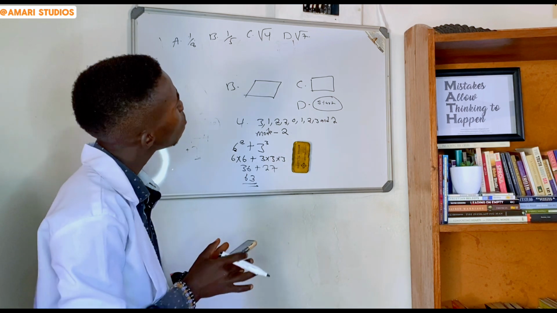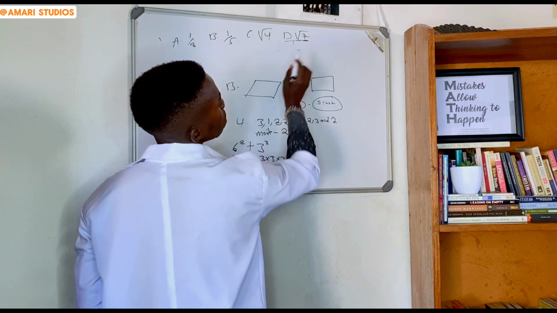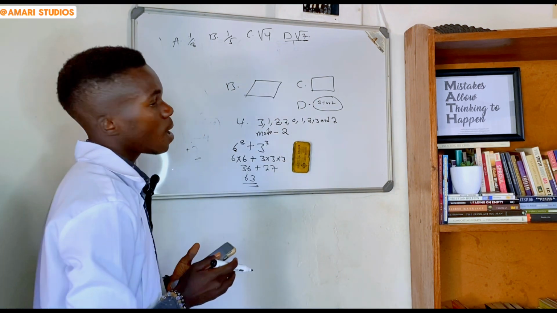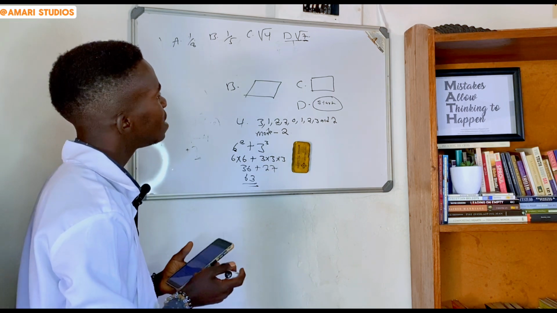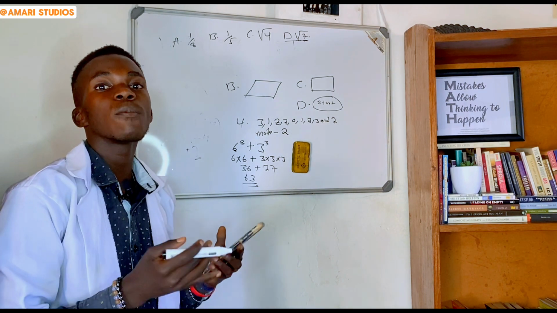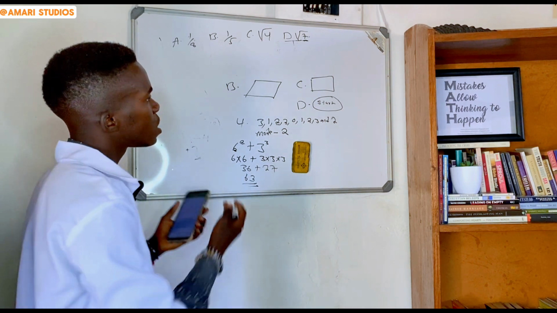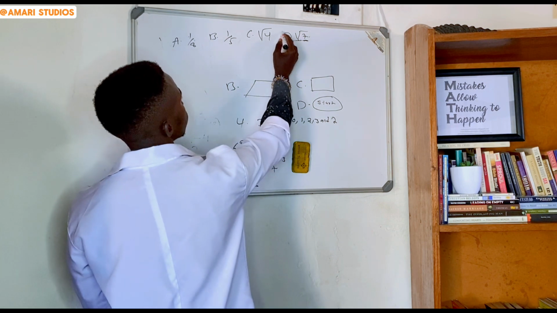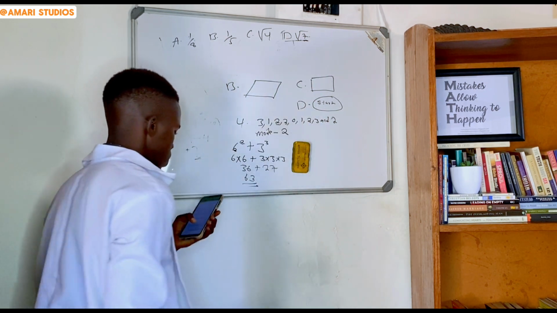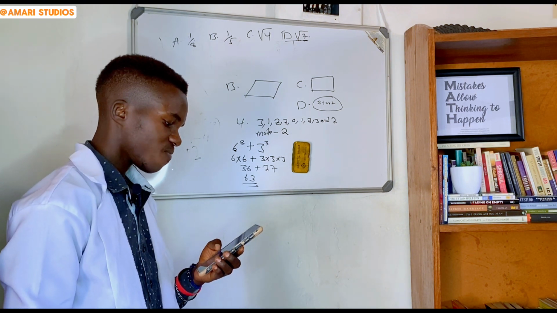So for this question, we can say that D was our irrational number. The reason is, number 1, it has no perfect square, and number 2, it cannot be expressed as a fraction. So D was our number, which is the square root of 7. Without wasting much of our time, we move on.